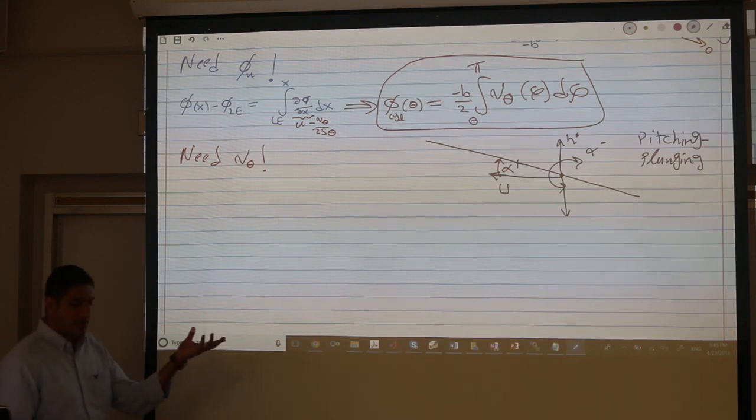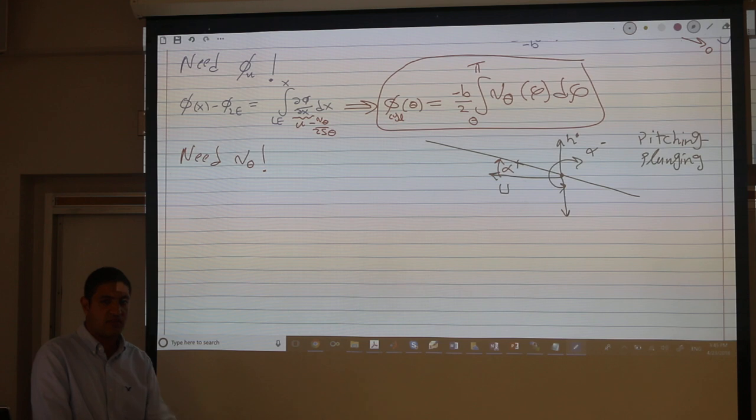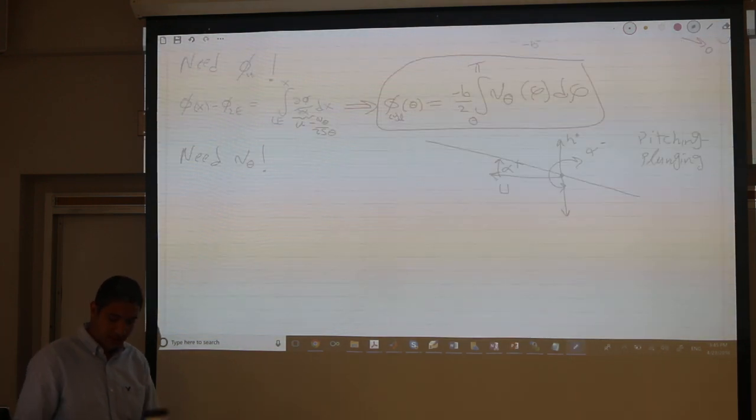So I need the lift. The lift will be a value, just a number, 5, 4, 2, or will be what? What do you expect to get from the lift?